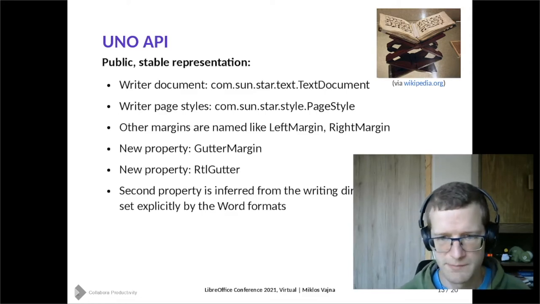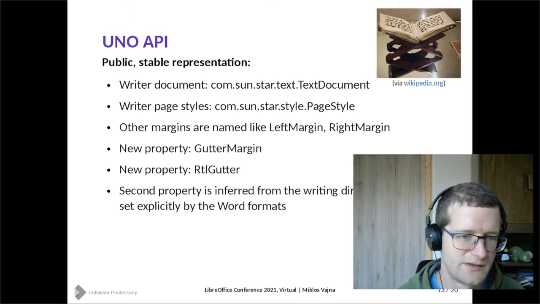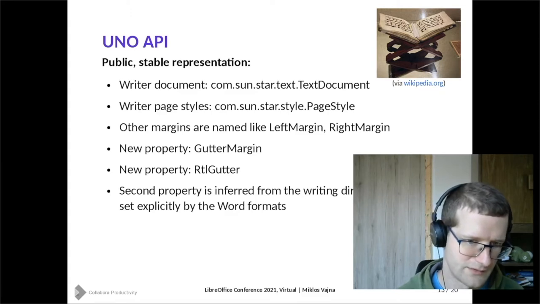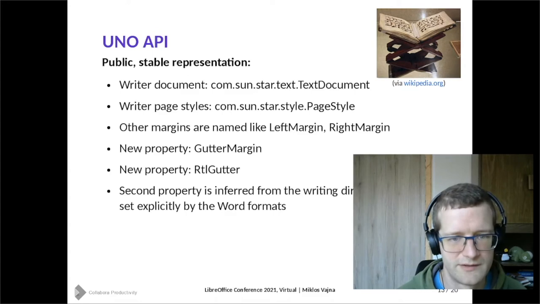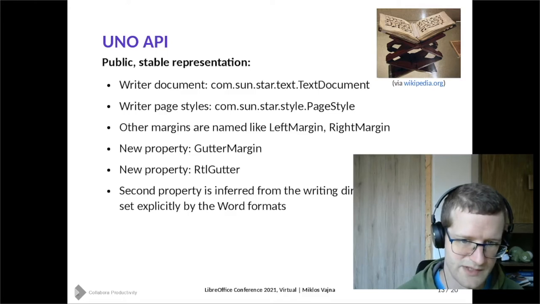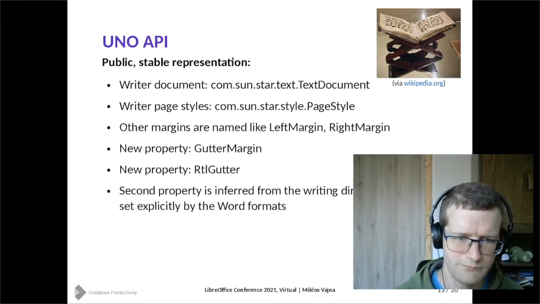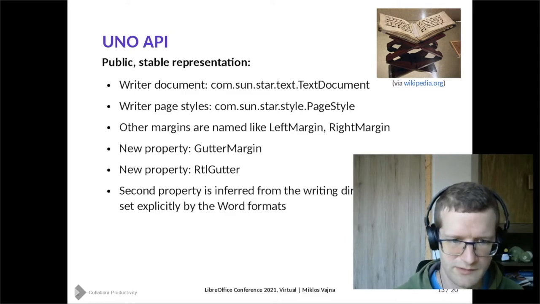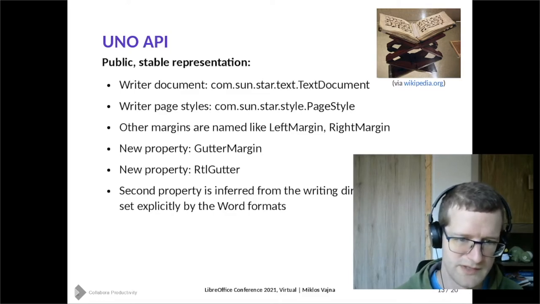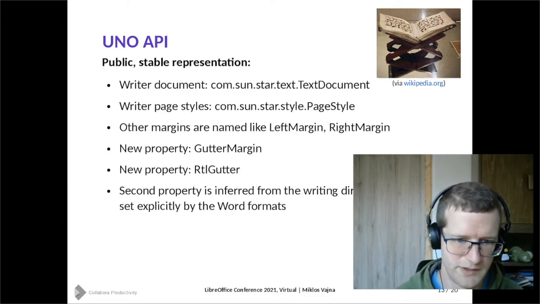Now this page style object has various properties like left margin, top margin, right margin, and so on. And initially I added one new property there, this gutter margin, which is again some integer, typically zero, but it might be something larger. And then in the second round, a second new property was added there, if the gutter is right-to-left, which is a Boolean.